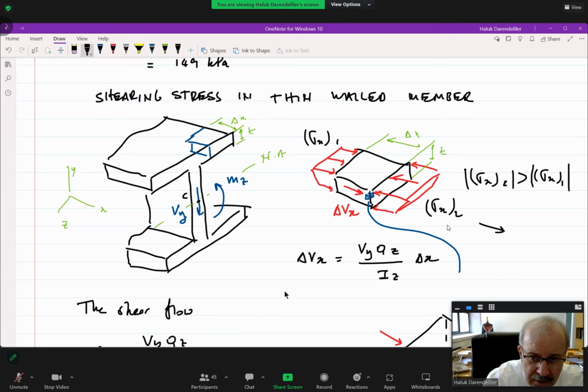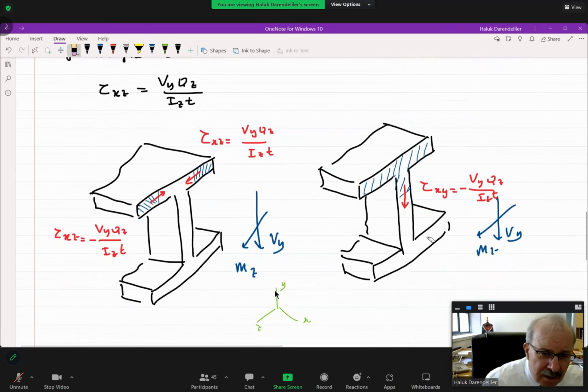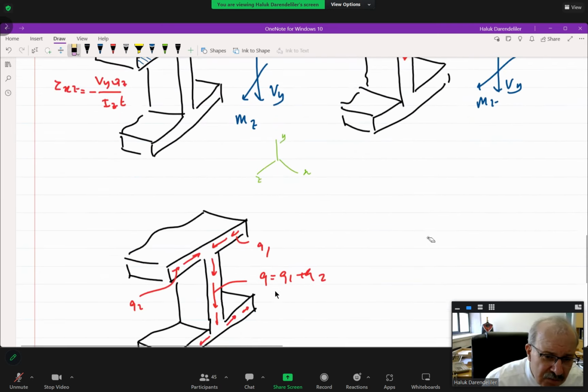At the bottom, and this is in this direction. Since this is greater, Vx must be opposed to that. That's why, I mean, mechanically, everything is size 5. So, for thin members, you can assume that you can calculate the shear flow as follows.